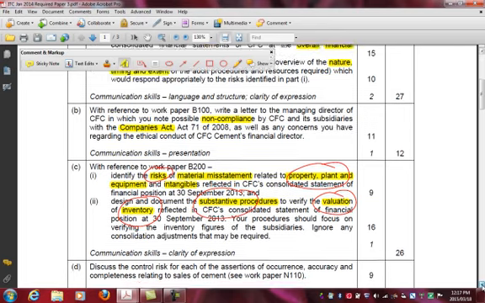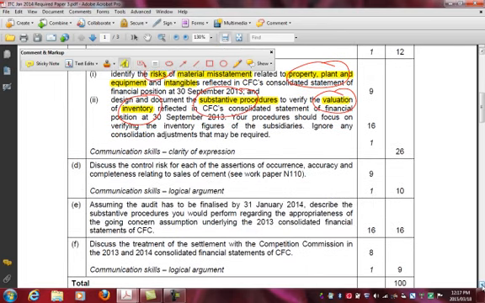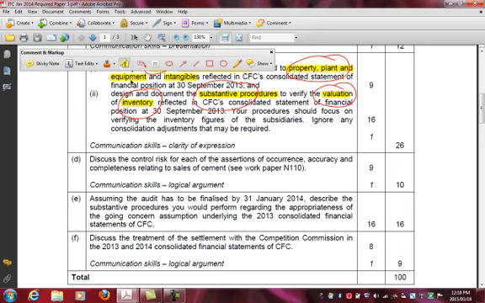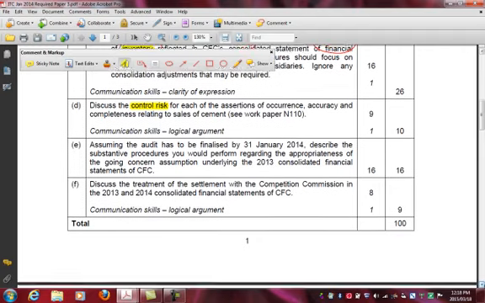In Part D, discuss the control risk for each of the assertions of occurrence, accuracy, and completeness relating to the sales of cement. Okay. So we're looking at control risk. Here we're looking at what the control weaknesses are, which you've seen often in questions before, but you can also discuss what the good controls are in this question. Okay, what are the key controls that are working in this particular scenario?